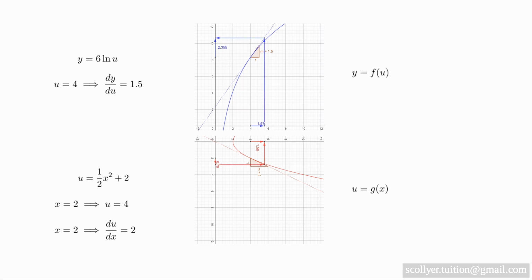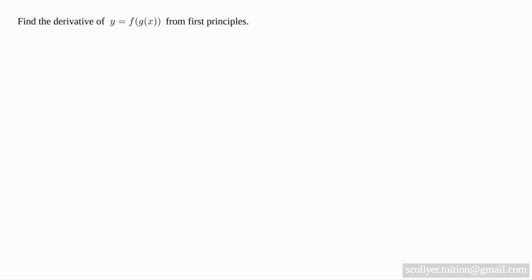It is clear that there is a multiplying effect at work here. In fact, we see that to get the gradient of the composite function, we must multiply the gradients of the functions that make it up. And so we expect a result of this form: dy by dx equals the gradient of f, f dashed, times the gradient of g, g dashed, which in this case equals 1.5 times 2, which equals 3. And with that intuition, we can start to solve the problem.